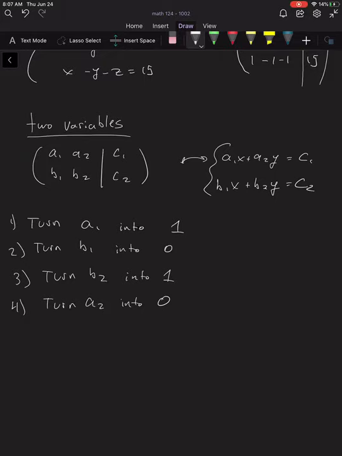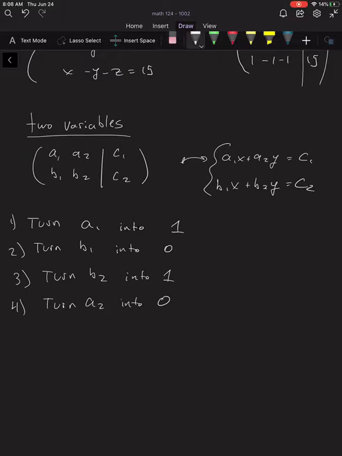And the ways we can turn A1 into 1, there's many ways we're allowed to do this. So it just depends on the certain problem. But these are the 4 main steps. So basically the idea is we start up here, we want to turn this into a 1, and then everything beneath it is 0. Then we move down this diagonal, we want to turn this into a 1, and then everything above it 0.